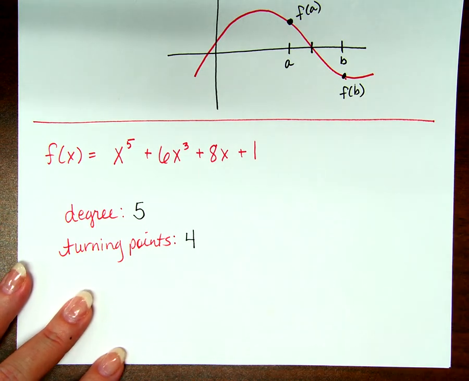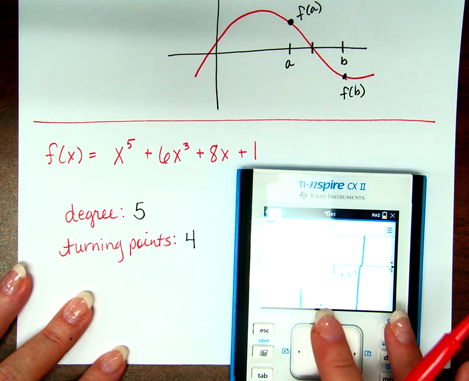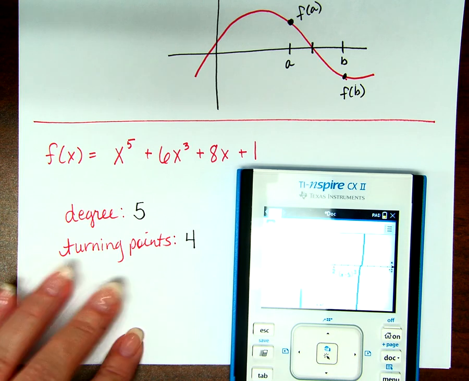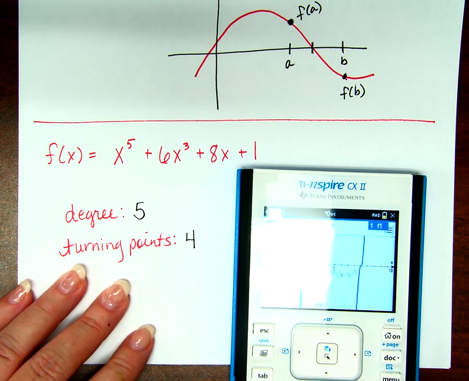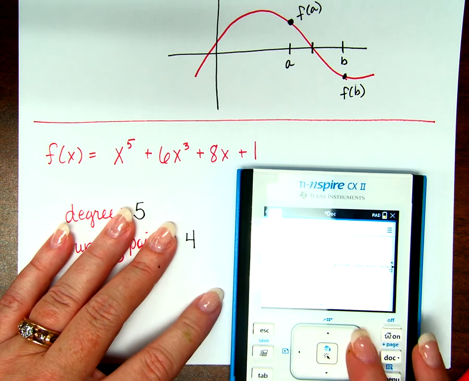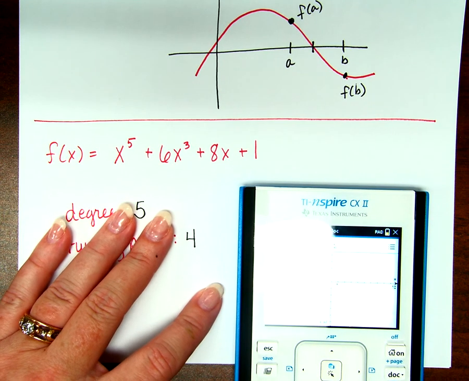Okay, let me show you something real quick. After I turn it on. Whoa. Clear. What is happening? Okay. So x raised to the 5th plus 6x raised to the 3rd plus 8x plus 1.